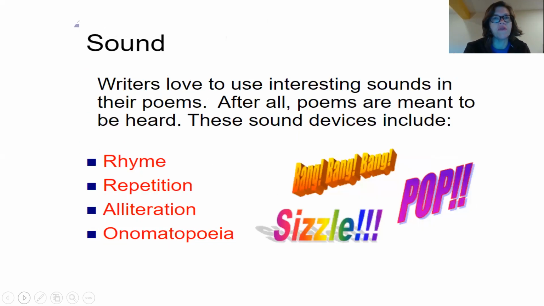Sound: writers love to use interesting sounds in their poems. After all, poems are meant to be heard, usually read out loud. Sound devices include rhyme, repetition, alliteration, and onomatopoeia.